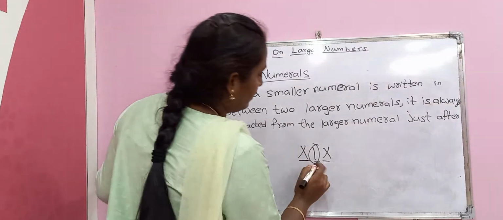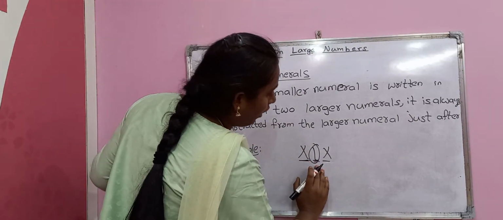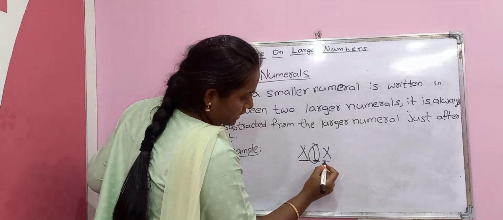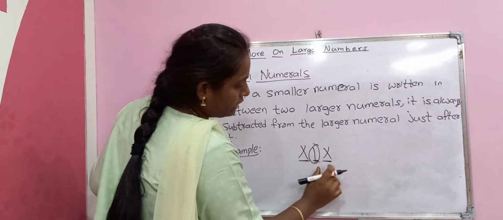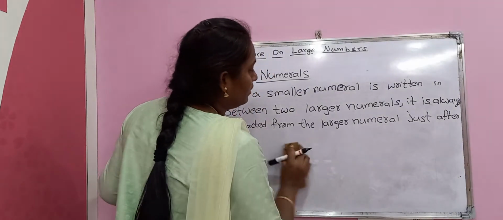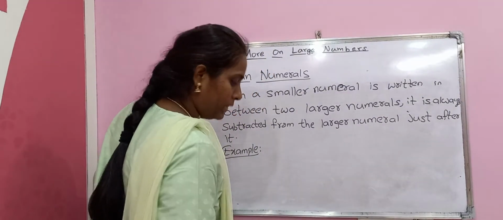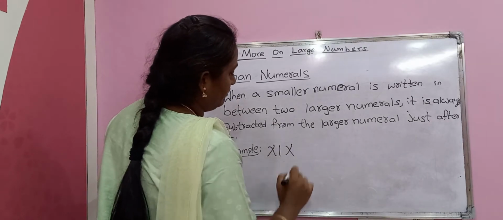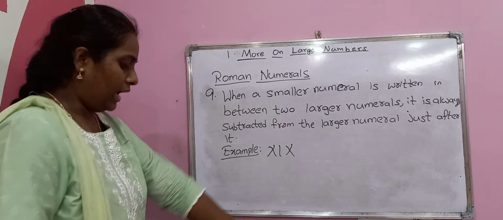Okay. For this smaller numeral, the larger numeral after it is there, this numeral. You have to subtract these two. Understood? We'll take one example. X.